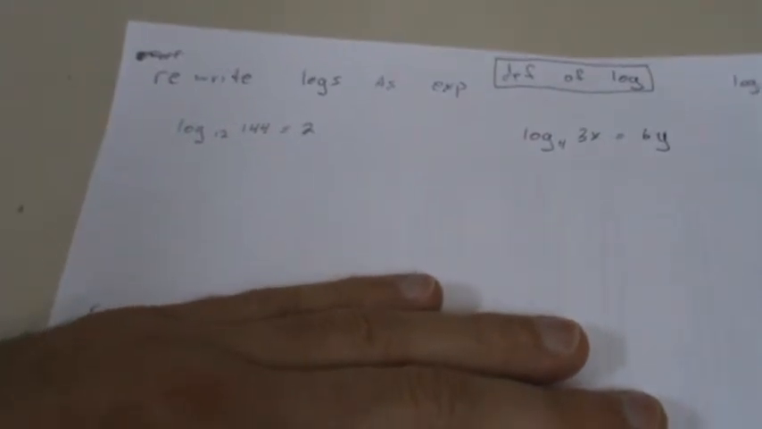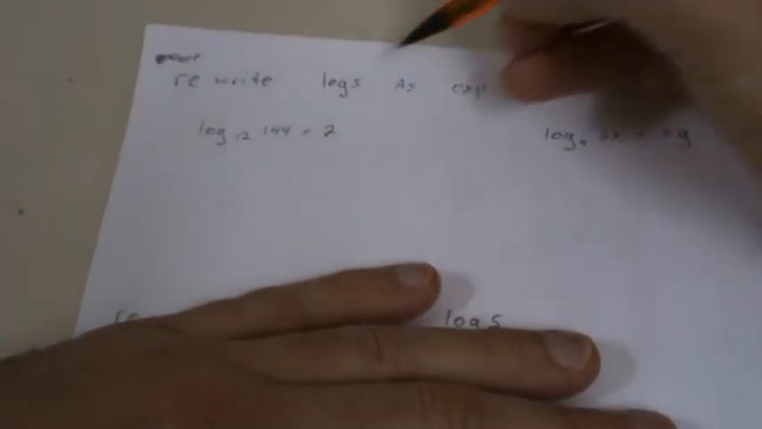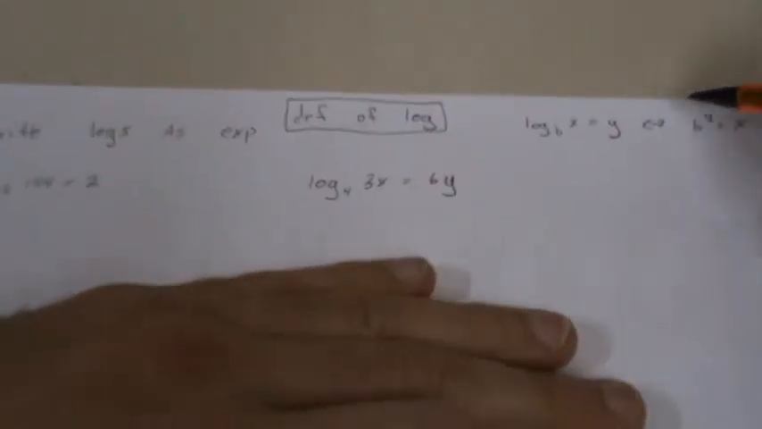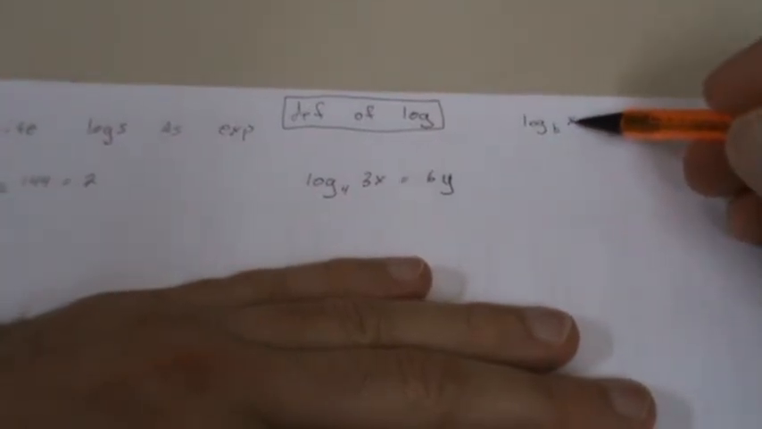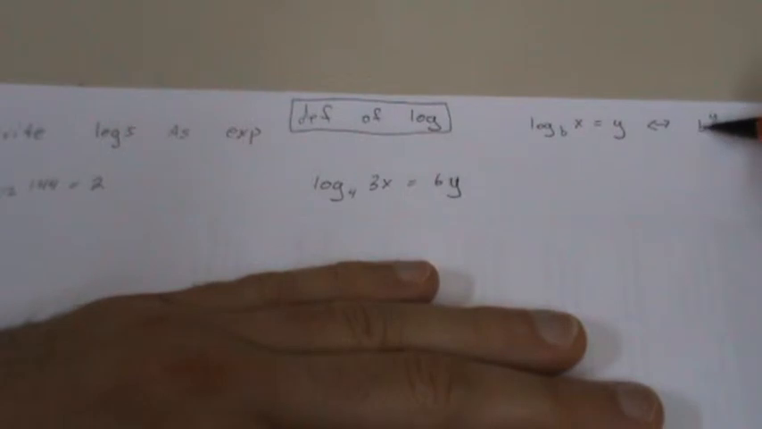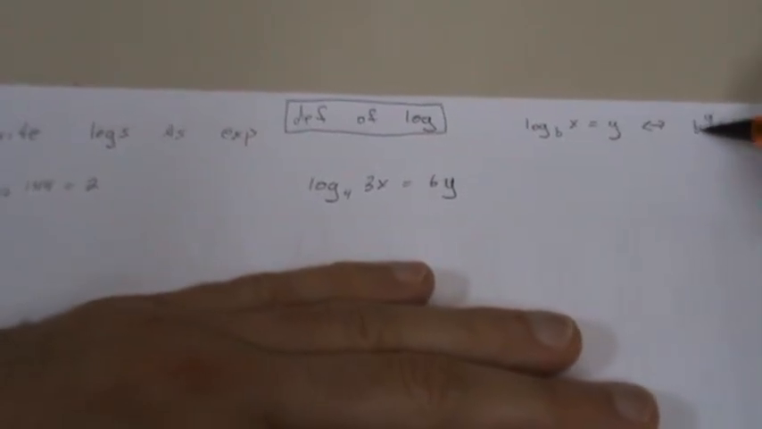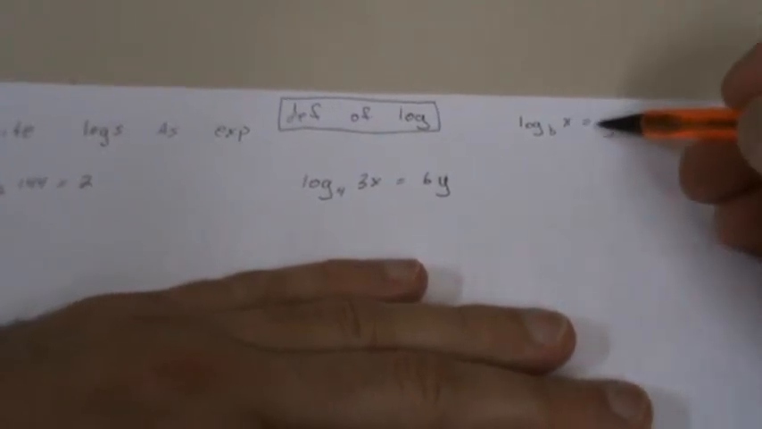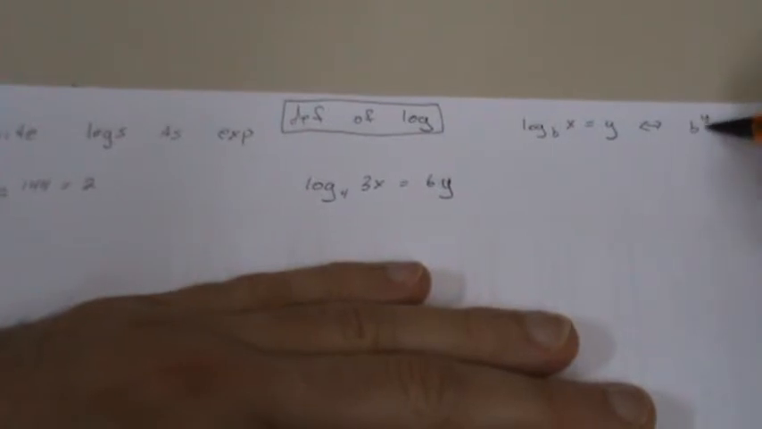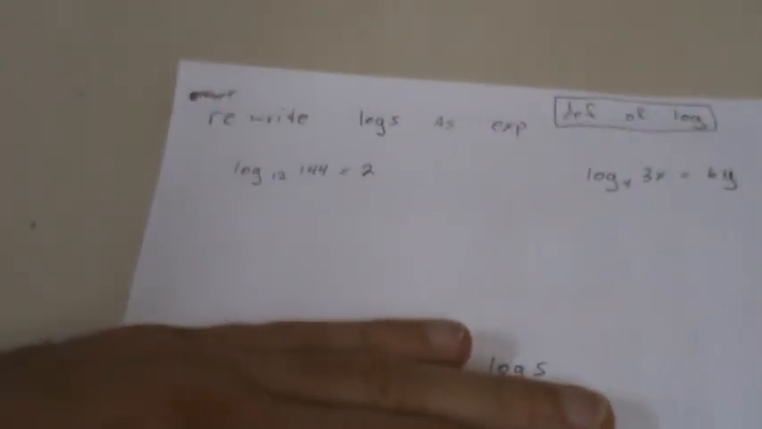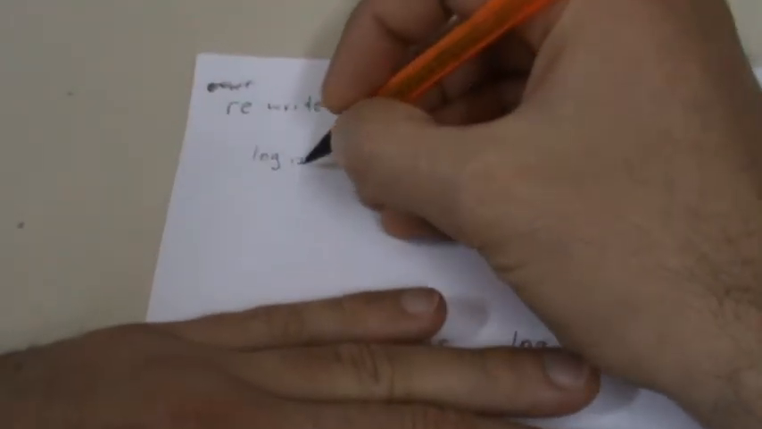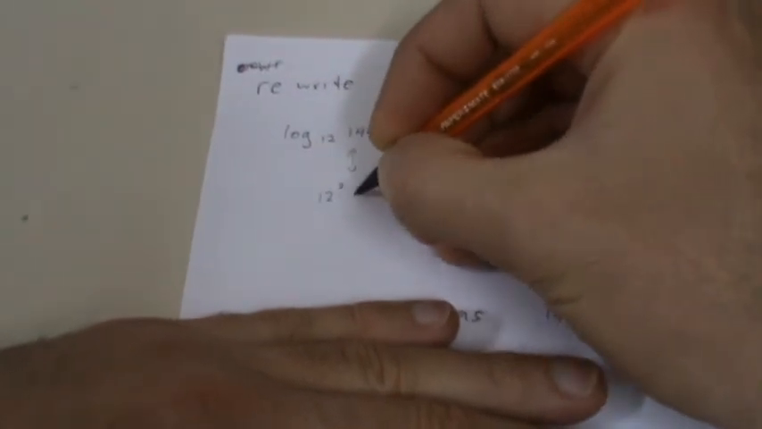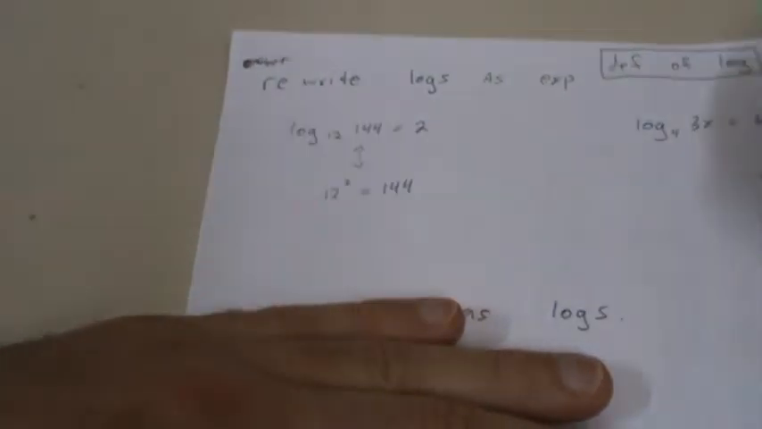Okay, so let's rewrite these logs in exponential form. Remember, the definition of logarithms says that if I've got a logarithm of a particular base with an argument and it's equal to something, I can rewrite it as the same base with the output of the logarithm now the exponent, and the argument of the logarithm is now the solution, or the output. So if I rewrite this using the definition of logarithms, it is 12 squared is equal to 144.